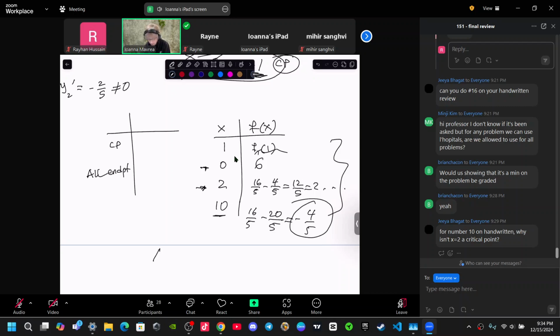So I would say absolute minimum is this number, and this minimum happens at x equal 10, right?